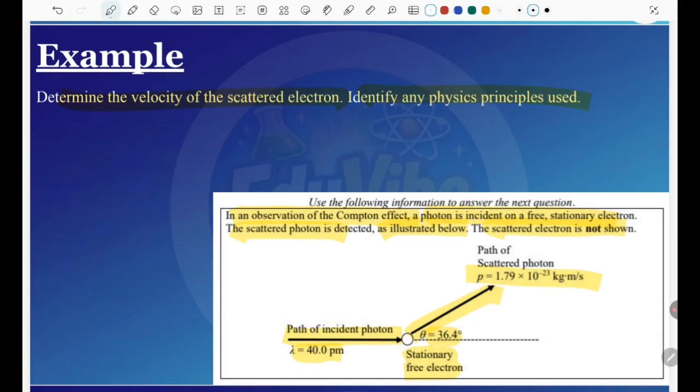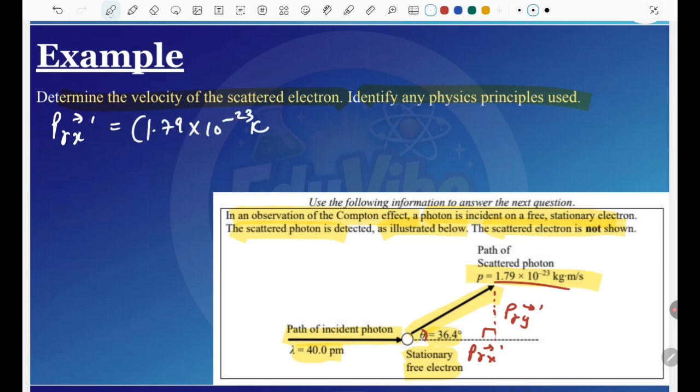Over there, if we make this a right angle triangle, this is our photon's momentum, which is final now. So this is at y, this is at x, which is again final. These two things we can find from here, because we have an angle theta of 36.4 degrees. How can we find this? We have the momentum, which is 1.79 times 10 raised to minus 23 kg meter per second.